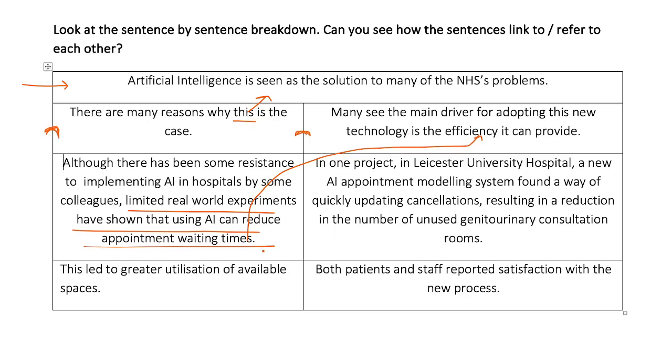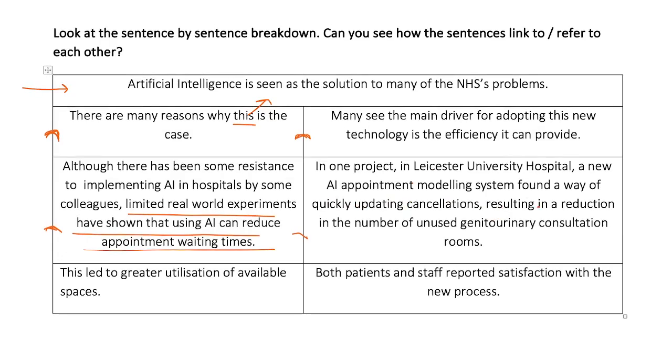So what does it do in the next sentence? Next sentence, okay, so we've got connections between all of these sentences. Next one, in one project in Leicester University Hospital, a new AI appointment modelling system found a way of quickly updating cancellations, resulting in, okay, there's another nice linker between clauses, that's good, resulting in a reduction in the number of unused genitourinary consultation rooms. So this is a real example. All right, this is some theoretical evidence over here, and then this is an example in this paragraph.